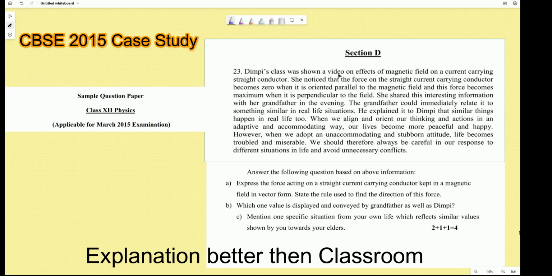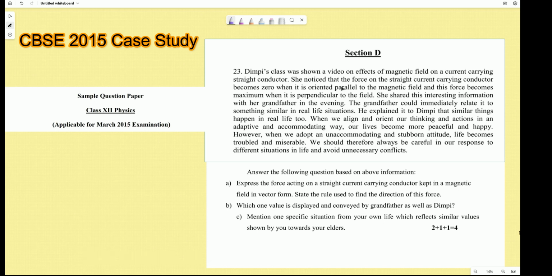Dimpi's class was shown a video on effects of magnetic field on current carrying straight conductor. Okay, so there is a video which was shown to Dimpi on the effects of magnetic field on a current carrying conductor, which means a current carrying conductor is lying inside a magnetic field. She noticed that the force on the straight current carrying conductor becomes zero when it is oriented parallel to the magnetic field, and this force becomes maximum when it is perpendicular to the field.